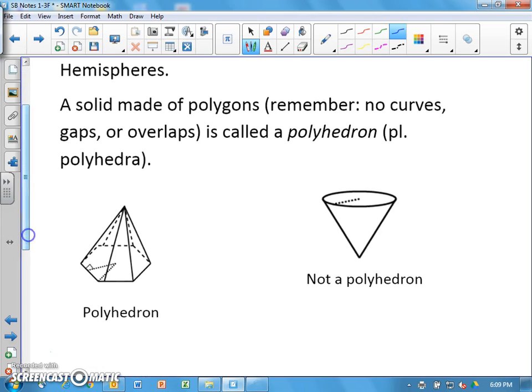So for example, this has 1, 2, 3, 4, 5, 6 sides. So it's hexagonal, comes to a point, with triangular sides, therefore it's a pyramid. So this is a hexagonal pyramid. This is not a polyhedron because it has curved surfaces, but you should still be able to name this as a cone.